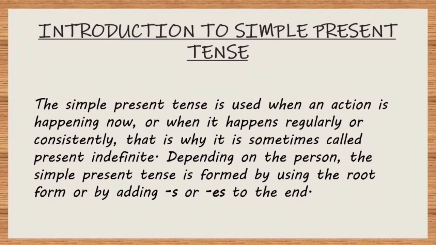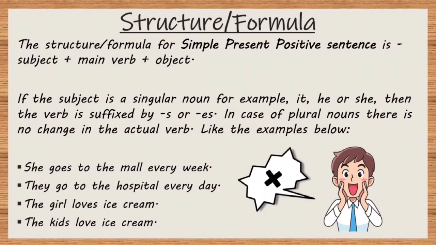Introduction to simple present tense. What is simple present tense? The simple present tense is used when an action is happening now or when it happens regularly or consistently. That is why it is sometimes called present indefinite. Depending on the person, the simple present tense is formed by using the root form or by adding s or es to the end.